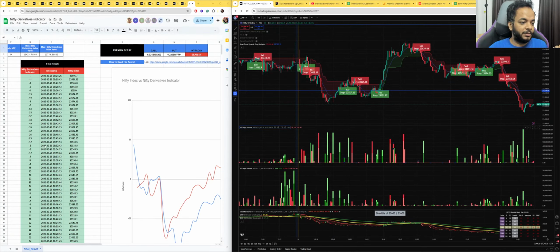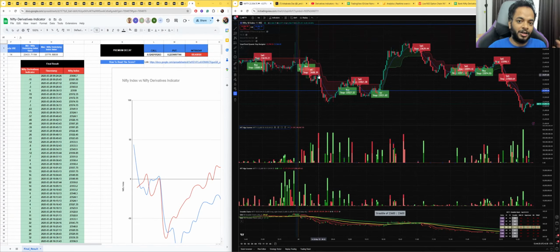Now coming one by one. In the morning, the AI money flow score, you can see it's negative. Call writers are there, and also the sell signal from the Smart Trend Dynamic Stop Navigator. So we could have sold it here.